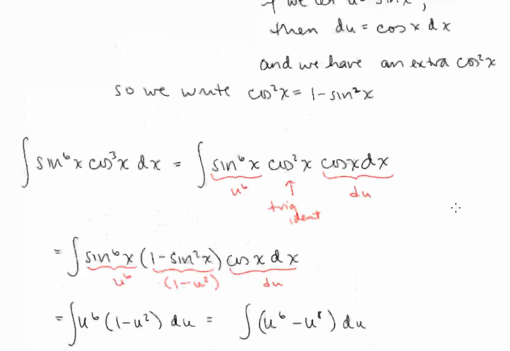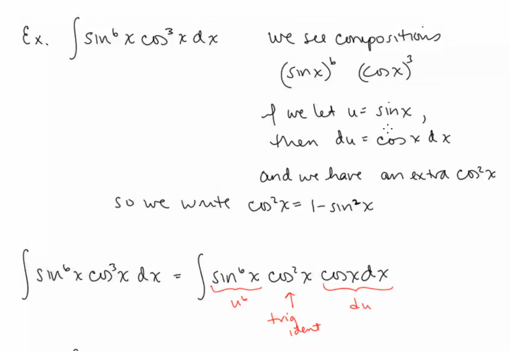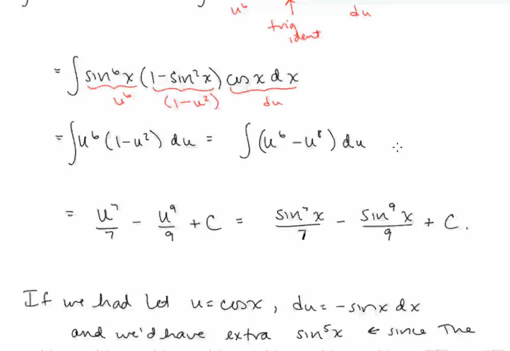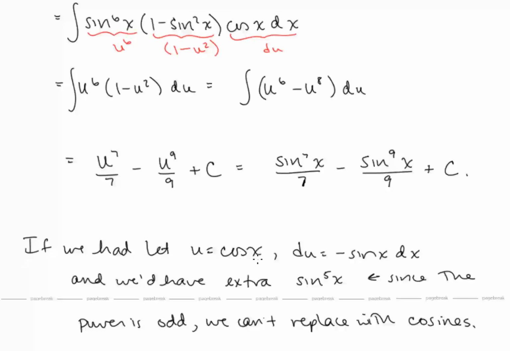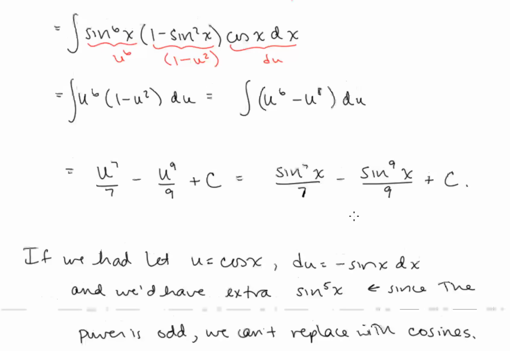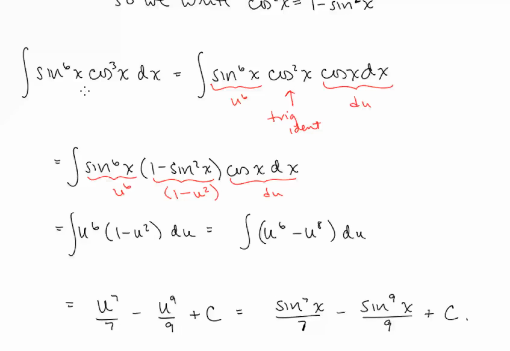So we started this by identifying a composition, and we let u be sine x. Now, you might be wondering, well, what if we let u equal cosine x? Will that work? Let's take a look. If we had u equal to cosine x, then du would be negative sine x dx. But then look what would happen. We'd have to break off a sine x to go with dx for du, and then we're left with sine to the 5th x. But we can't replace sine to the 5th x with anything about cosine x.